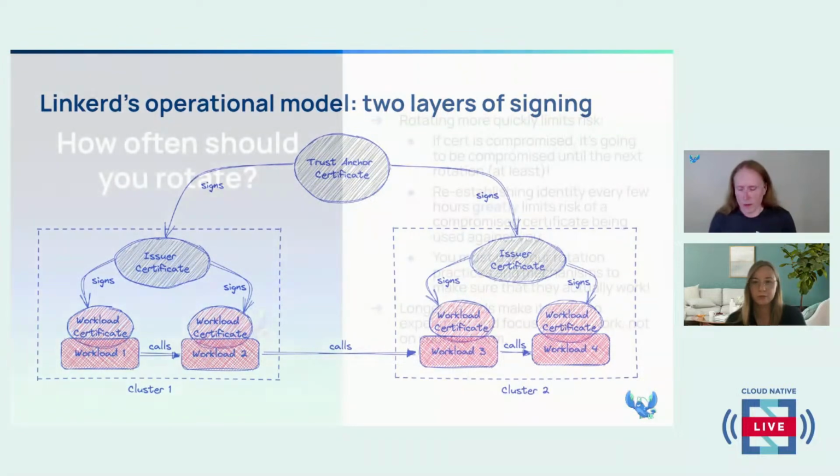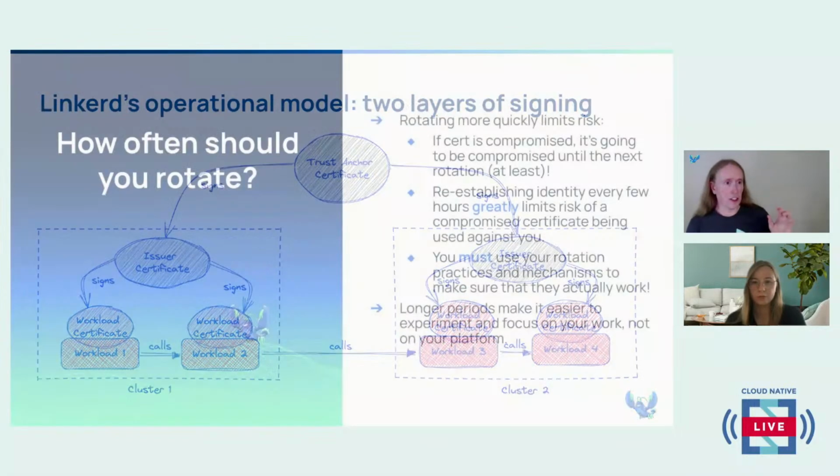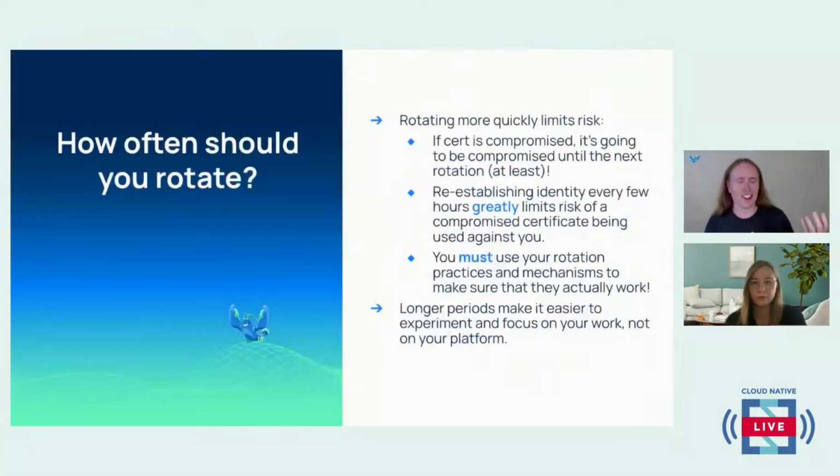Okay, so with that in mind, I mentioned we can easily rotate the issuer certificates without having to mess with the trust anchor. So that permits us to rotate the identity issuer certificates very often. There's a trade-off to be made here. If you rotate certificates quickly, it limits your risk, because if a certificate gets compromised, it will be compromised until at least the next rotation.